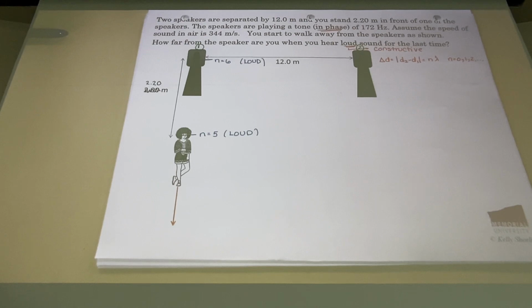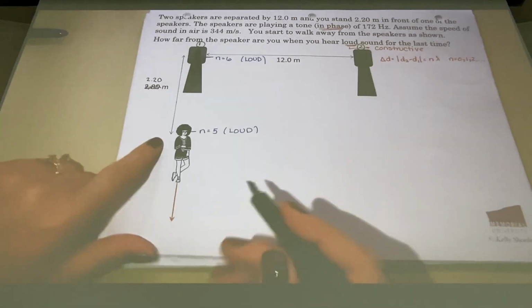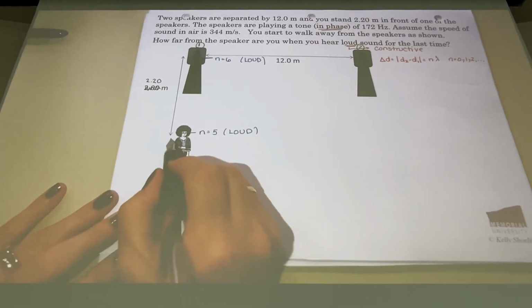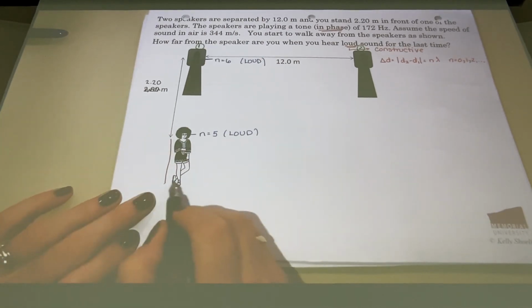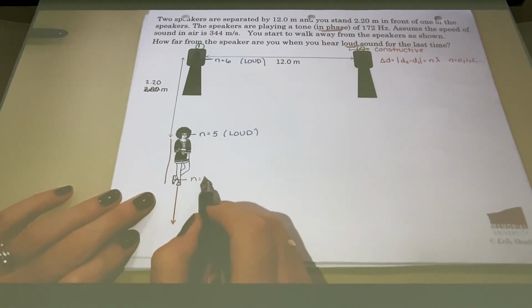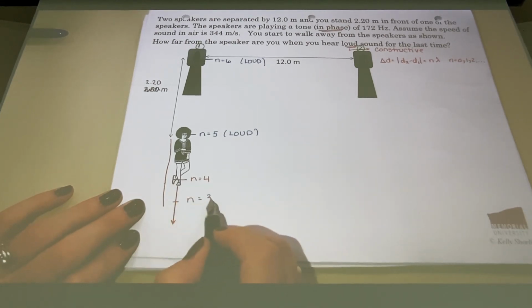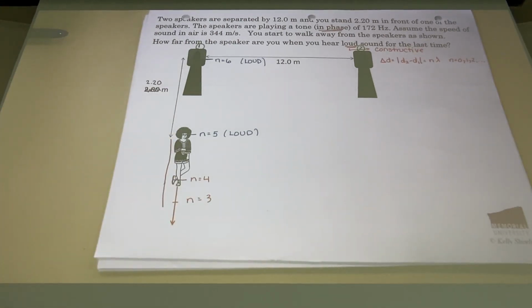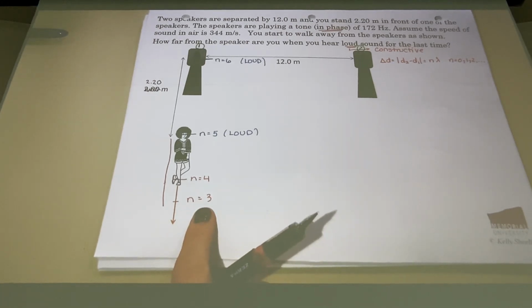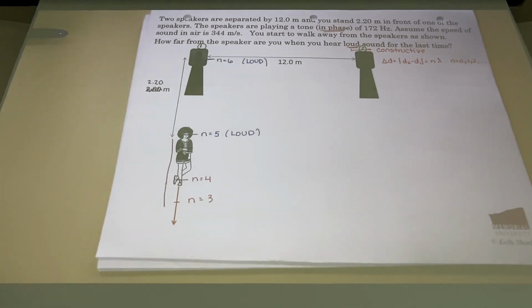So let's take stock and see if we can figure out what's going to happen as the person walks away. The person is going down here, here, here, and here. The person is going to get to a certain point where n is going to be equal to 4. There'll be a loud sound. N equals 3 because our n is decreasing. What do you think n is going to be when we hear the loud sound for the very last time?